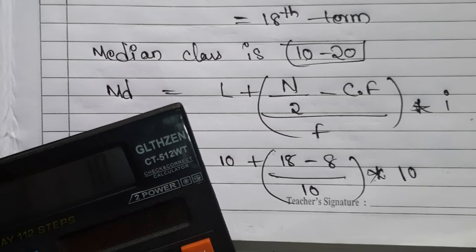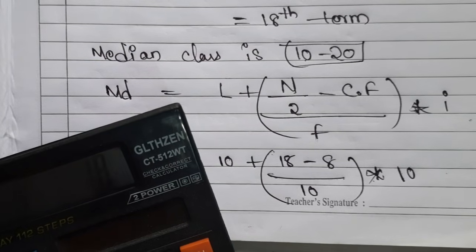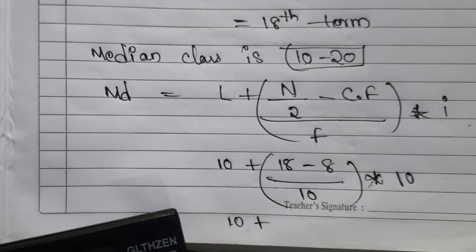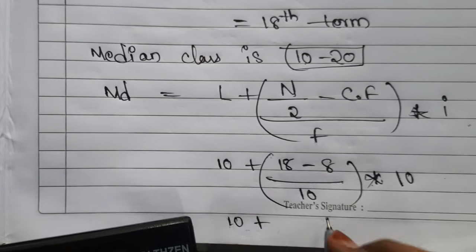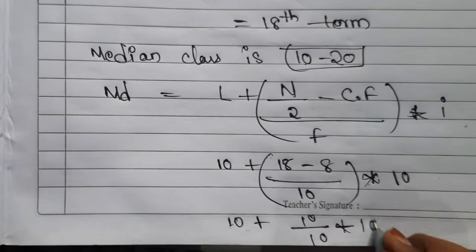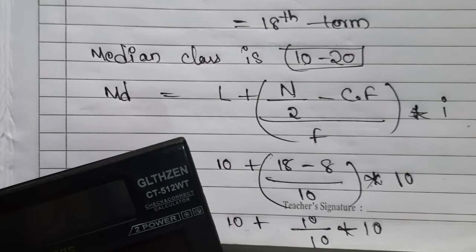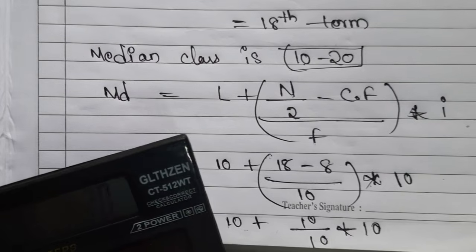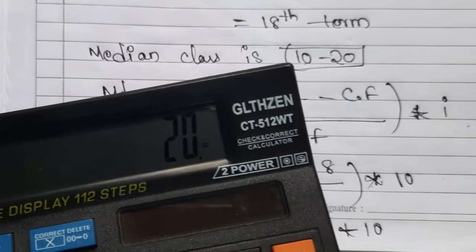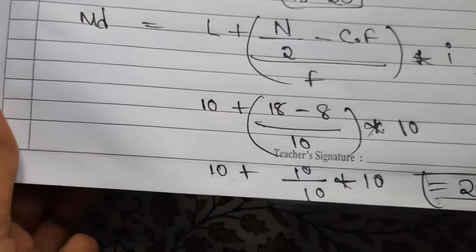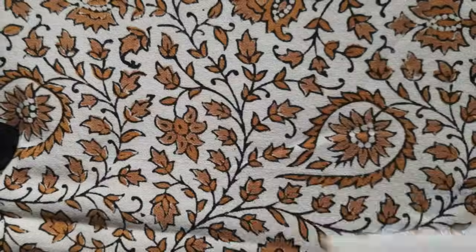So you do the calculation. Let us do the calculation like this. 10 plus 18 minus 8, how much it is? It is 10. Okay, 10 by 10 multiply by 10. Let us do now. 10 plus 10 divided by 10 into 10. How much we got? We got 20. So here our median is 20.